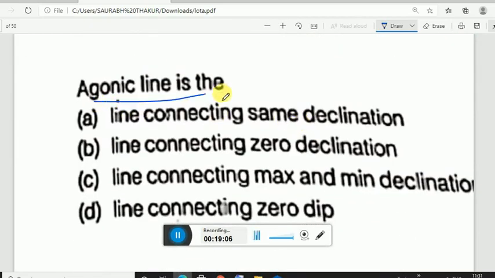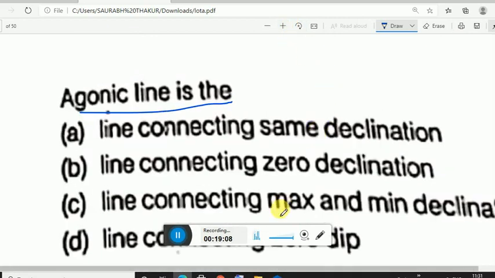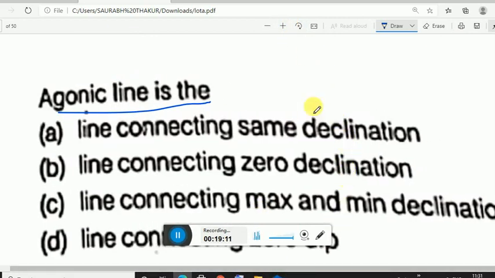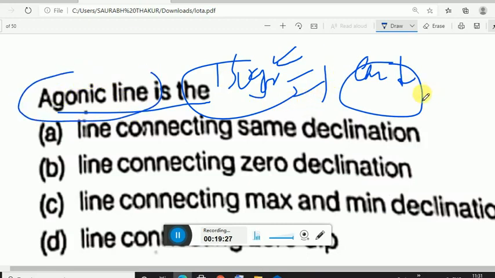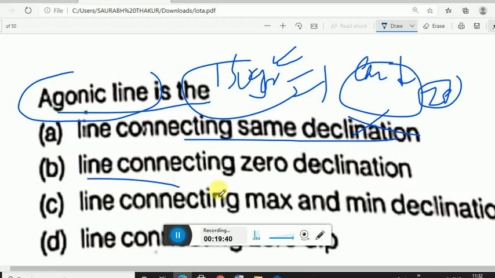Agonic lines. Actually, I have done this question earlier. Before going to agonic lines, you must know about isogonic lines. Isogonic lines are for equal declination. When it is agonic lines, it is for zero declination. Isogonic line is a line connecting same declination. Line connecting zero declination, your correct answer would be agonic lines.